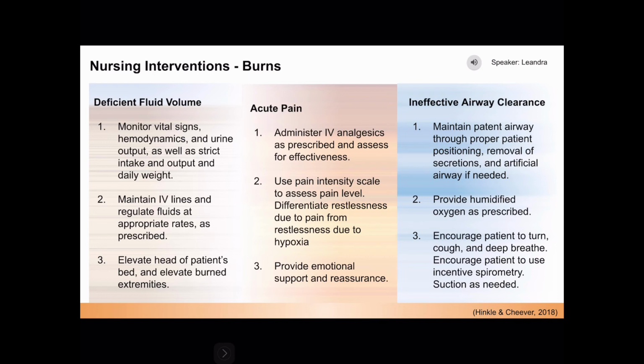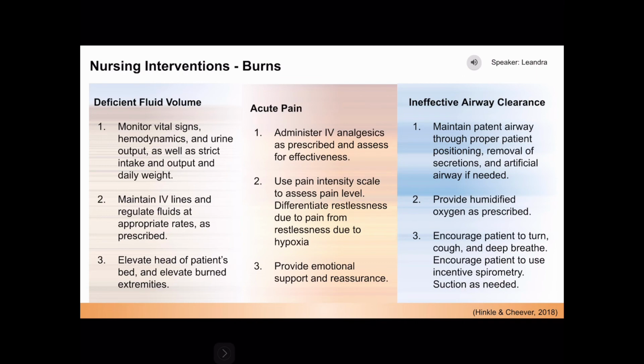For ineffective airway clearance, we will maintain a patent airway through proper patient positioning, removal of secretions, and artificial airway if needed. We will provide humidified oxygen as prescribed and encourage the patient to turn, cough, and deep breathe. We will encourage the patient to use incentive spirometry and suction as needed.